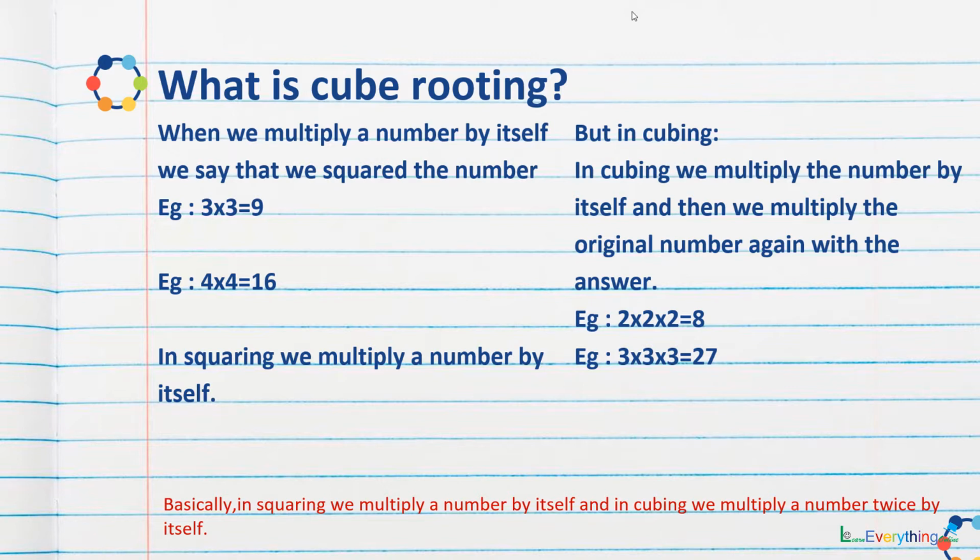For example, when we take the square of 2, that is 2 into 2, which is 4, then we have to multiply 2 again with the 4 so that we get the cube of 2. So we do 2 into 2, that is 4, and again into 2, that is 8. Similarly, we can find the cube of 3, that is 3 into 3 into 3, which is 27. Basically, in squaring, we multiply a number by itself, and in cubing, we multiply a number twice by itself.